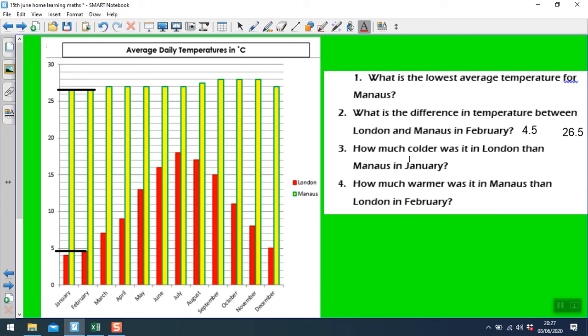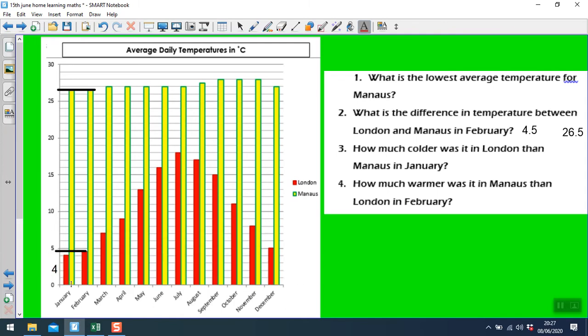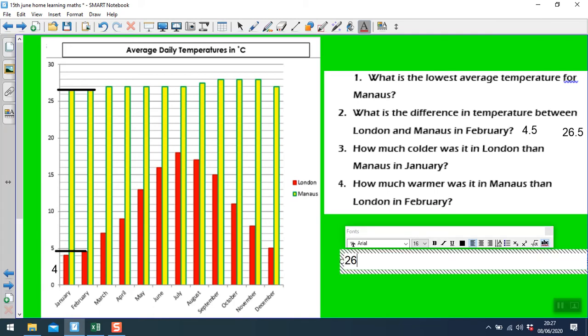How much colder was it in London than Manaus in January? So January, it was 4 degrees in London, and it was 26.5 in Manaus. So 26.5 take away 4 equals 22.5 degrees.